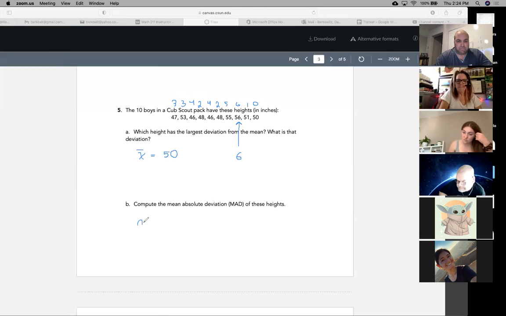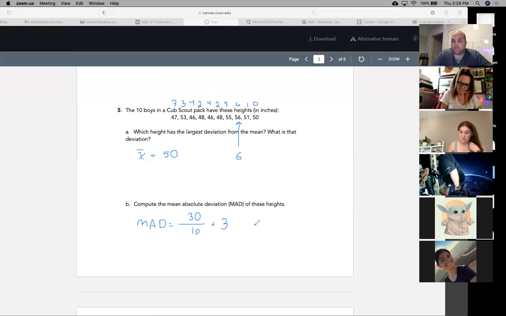So the MAD, the mean absolute deviation, is what I get when I add those numbers and divide by the number of numbers, which is 10. 3, 6, 10, 12, 16, 18, 19, 25, 30 over 10. So the mean absolute deviation is 3.